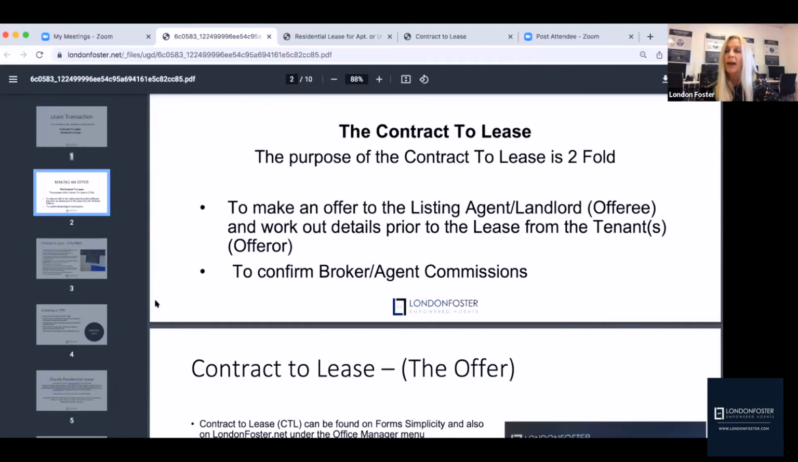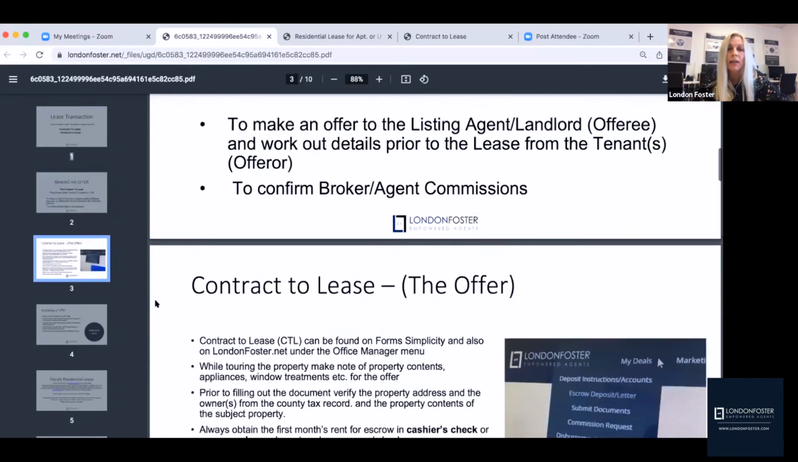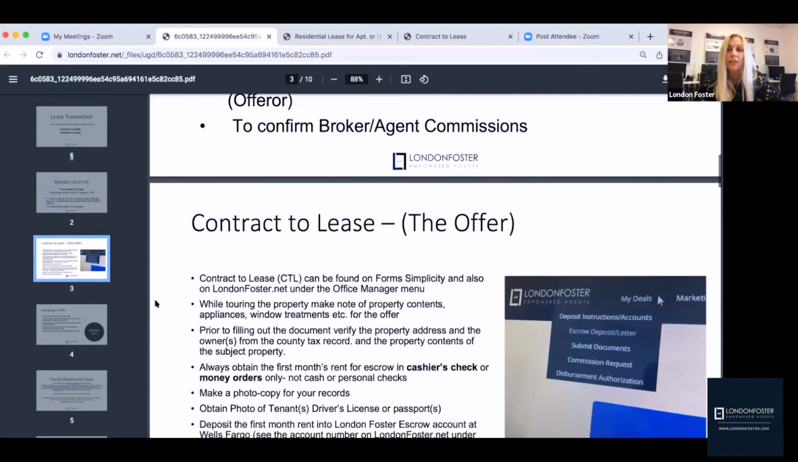A lot of people always ask, do we really need a contract to lease? Can't we just go straight to the lease? It's really important to have the contract to lease because it sets up all the rules. And sometimes when the listing agent does the lease, it may not be exactly what you were asking for. So you always need to make sure that you use your contract to lease to start the offer.